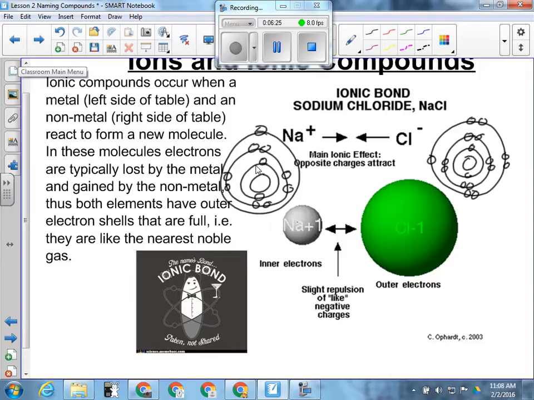Once sodium gives up that electron, the sodium atom has more protons than it has electrons. So it now has what kind of a charge? Positive, because it's got 11 protons still, but now it only has 10 electrons. So it has a charge of positive 1. Chlorine, meanwhile, has picked up an extra electron and now has 18 electrons and only 17 protons. So it has a negative 1 charge.